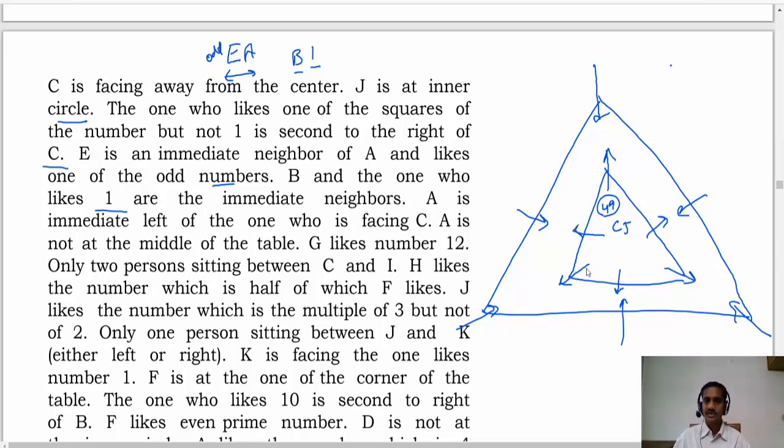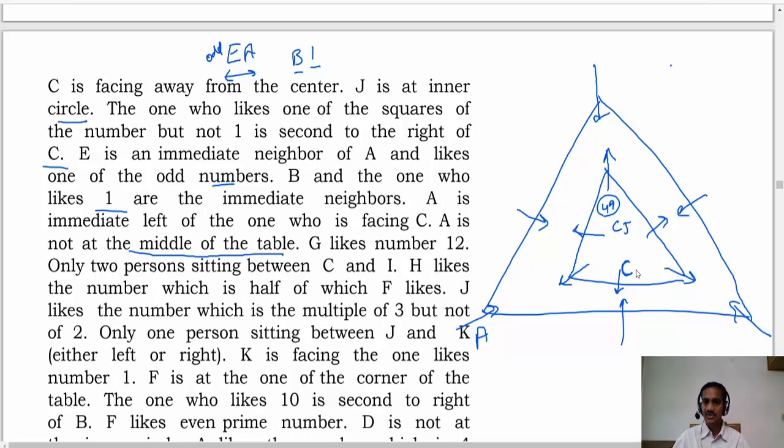Suppose C is here; then the immediate left-hand side. If C is here and A is facing C, A will be at this place, at the immediate left-hand side. A is not in the middle of the table, so A must be at the corner. Let us fix A here. Since A is at the corner, C must be here. C can be in any of these 3 places. If C is here, then A is to the immediate left of the one who is facing C.